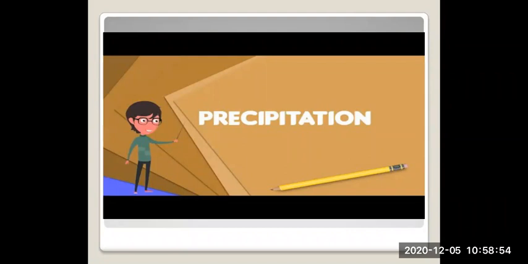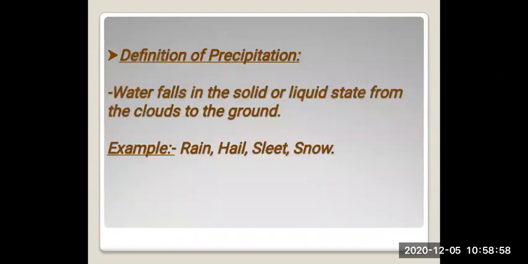Yes, this is our precipitation lesson, chapter number 5. First is the definition. Water falls in the solid or liquid state from clouds to the ground is known as precipitation. This can come for 2 marks with the example. You can note it down or you can take the speech. In simple words, you have to write down what precipitation is and its example.